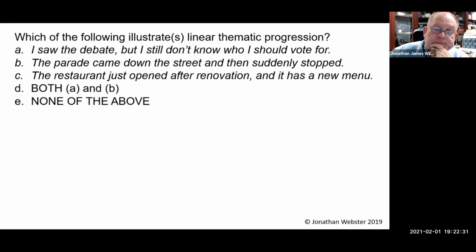I saw the debate. What's theme, by the way? I. But I, again, I repeated, still don't know who I should vote for. Okay, so it's none of the above, by the way. The parade came down the street and it sort of ellipted here. The parade then suddenly stopped. The restaurant just opened after renovation and it, referring to the restaurant. They're all examples of continuous thematic progression.